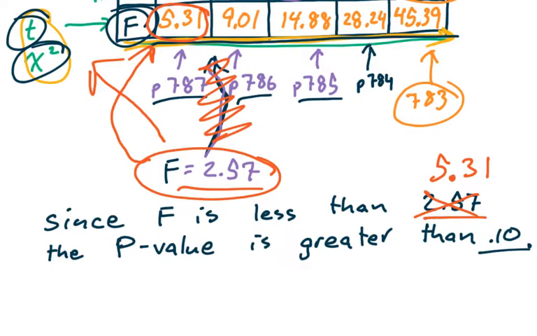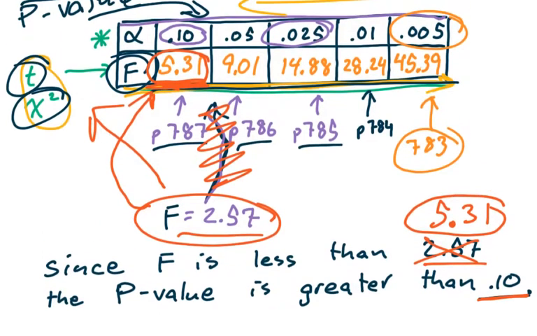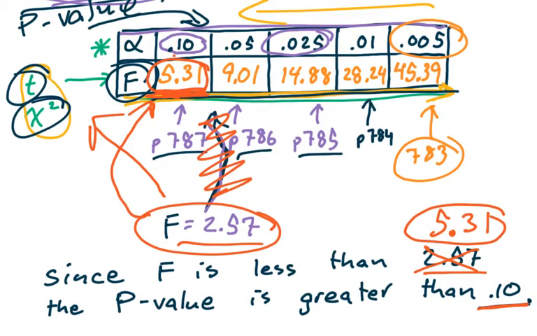So since F is less than 5.31, which is the value on the extreme left side of the table, then the p-value is greater than 0.10. Our p-value is on this side of the table, so that would be greater than 0.10.